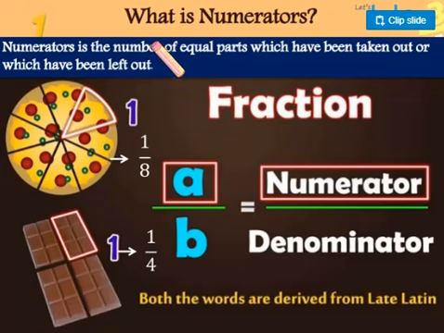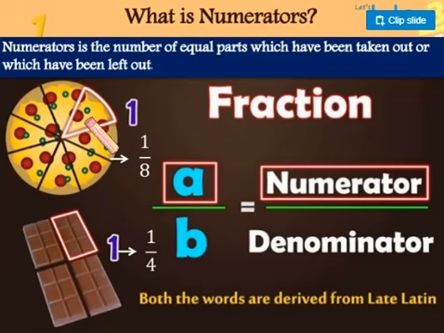What is a numerator? The numerator is the number of equal parts which have been taken out or which have been left out. Just imagine that this highlighted slice of pizza is eaten and the others are left. So the eaten one would be the numerator. Similarly, in the chocolate, imagine the highlighted one is eaten and the other three parts are left. So the numerator will be 1 and the denominator is the total parts of the chocolate.